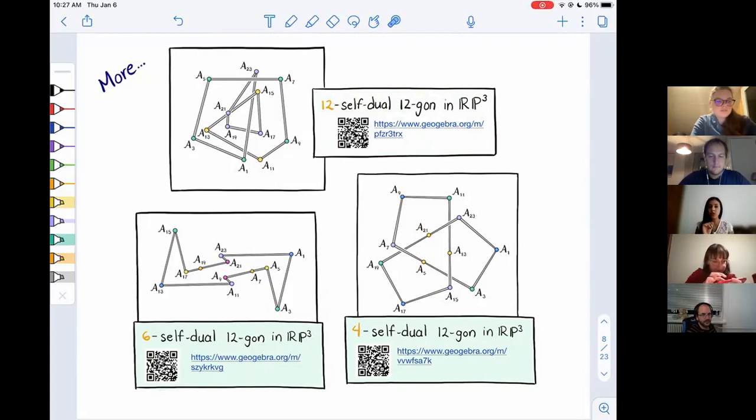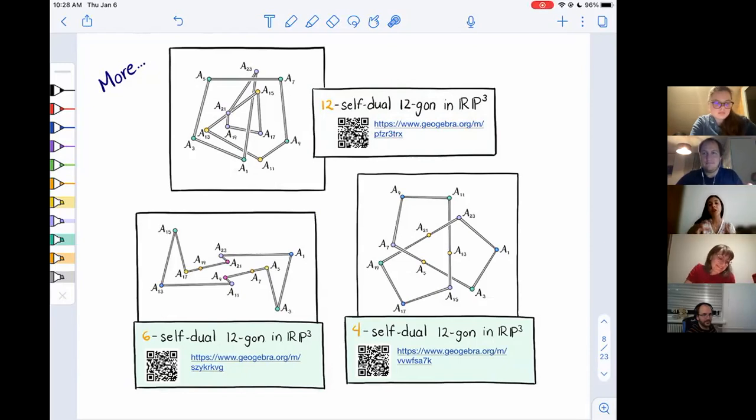What I want you to notice, though, is that if you look at this picture just by itself, you can see how the 4 self-dual 12 gon. Hey, yes, perfect. Yeah, that works. Awesome. I'm glad to know that it works for you.